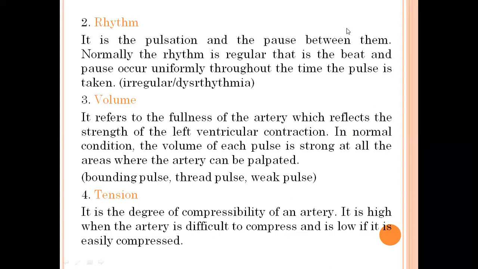The rhythm may be regular or irregular. Irregular rhythm is also known as dysrhythmia. This is again a new terminology. Coming to the volume, it refers to the fullness of the artery, which reflects the strength of the left ventricular contraction. In normal conditions, the volume of each pulse is strong at all areas where the arteries can be palpated. When you look at volume, you will see a bounding pulse, thready pulse, or weak pulse. Most of the time the volume is very good, full strength when your left ventricle contracts.